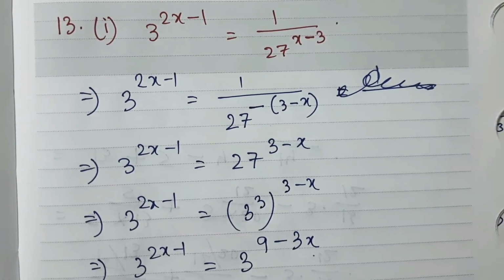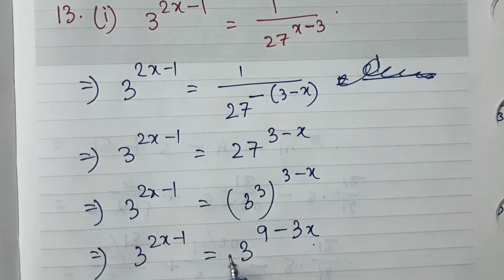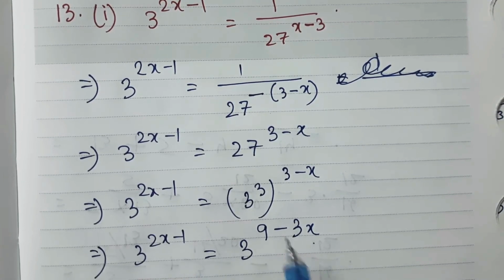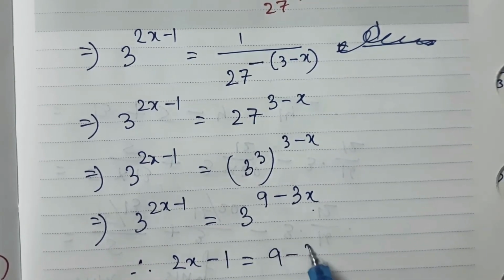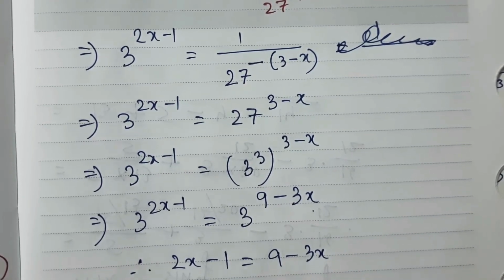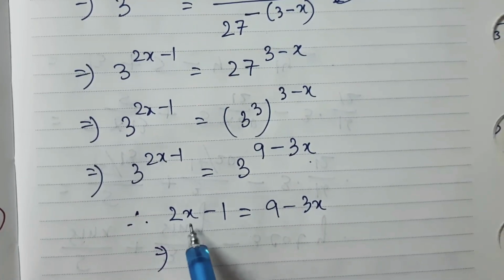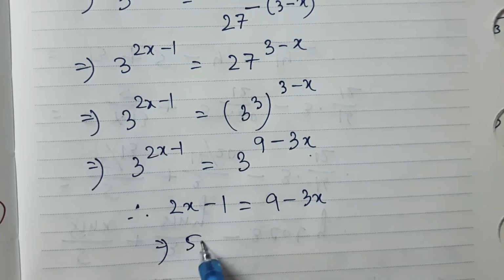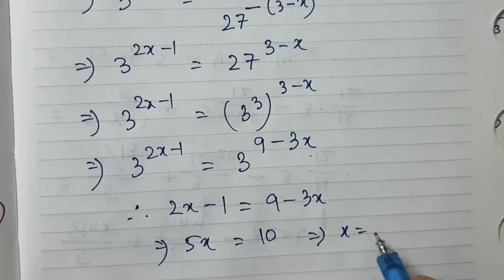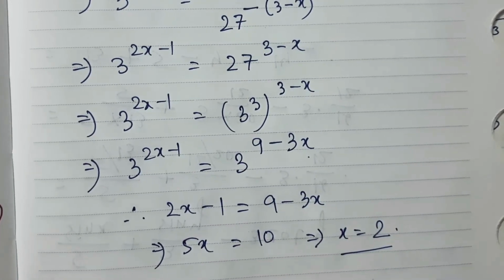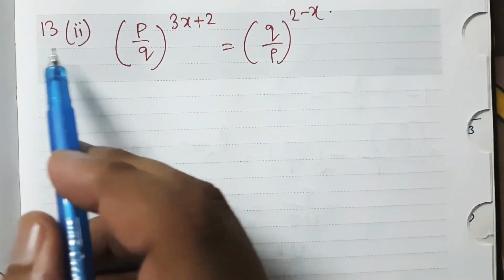So the bases are equal now. Now you can just equate these powers. So therefore 2x minus 1 equal to 9 minus 3x. From this, 5x equal to 10, x equal to 2. That is the value. This is problem number 13 part 2.